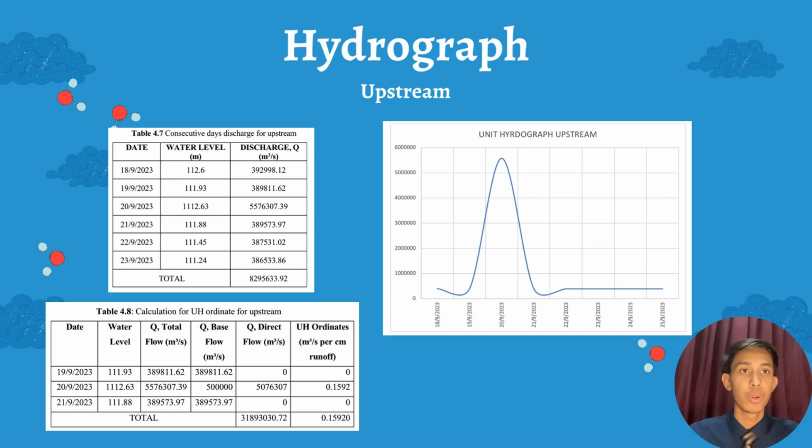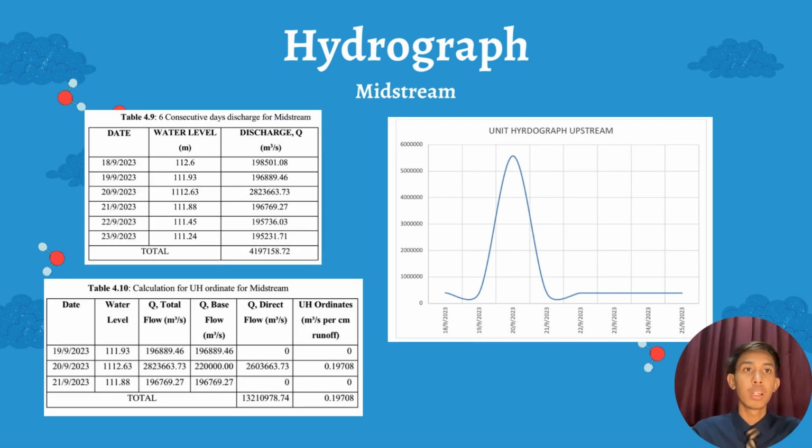To find the value for UH ordinate, we need to use the formula direct flow over total direct flow for the upstream area, and we get 0.1592 meter cube per second per cm runoff. By the same method for midstream, we get the higher value for discharge as 2823664.73 meter cube per second, and the UH ordinate we get is 0.19708 meter cube per second per cm runoff.